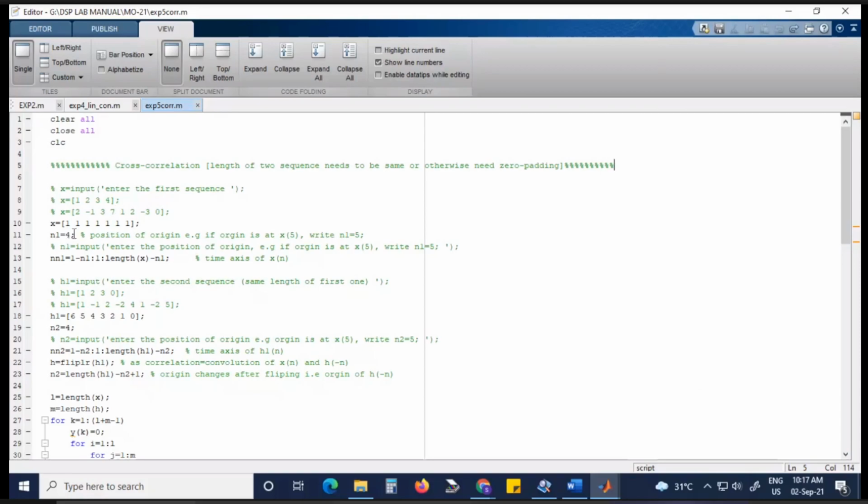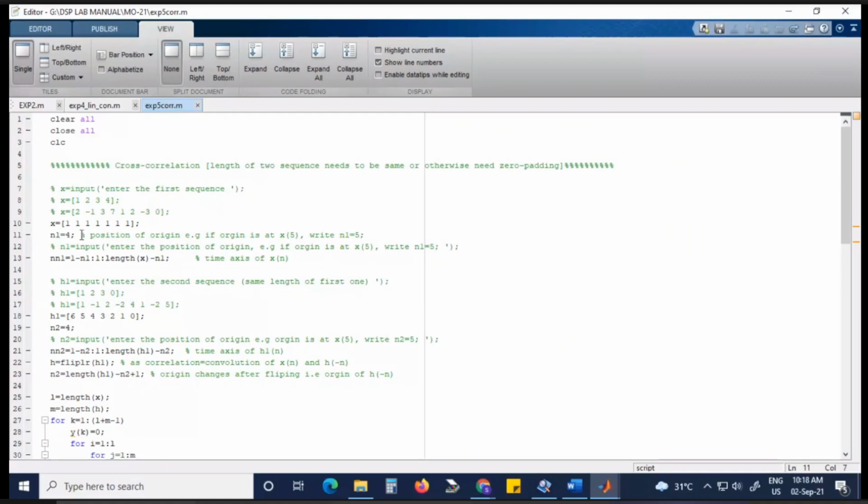Position of origin: how will we write it? Let us say I take this array, all ones, and the origin is at the middle of the sequence, at the center of the sequence, that is this position. That means the array element number 1, 2, 3, 4. Fourth is the position of the origin. So I have written n1 is equal to 4.